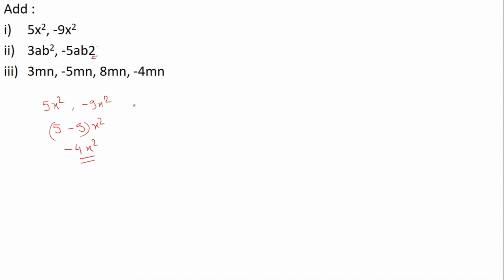Okay, so we have to add them. So the terms are 3ab square and minus 5ab square. So let us add these two. What we have to do? 3 minus 5, ab square, we have taken the variable part common, it will be minus 2ab square.